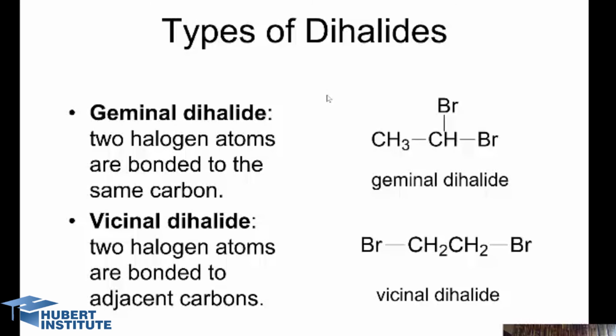If we have two halogens in our structure, we call it dihalides, and they are divided into geminal dihalides and vicinal dihalides. Here, if the two halogen atoms are bonded to the same carbon, we call it a geminal dihalide. And if the two halogen atoms are bonded to adjacent carbons, we call it a vicinal dihalide.